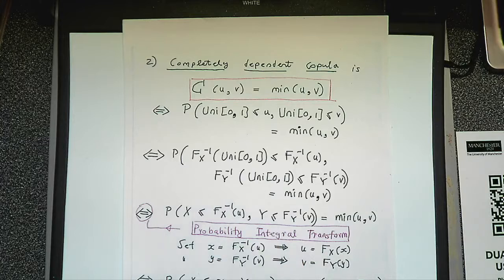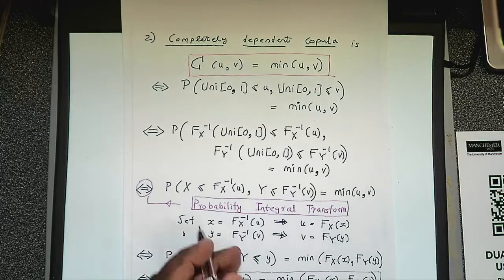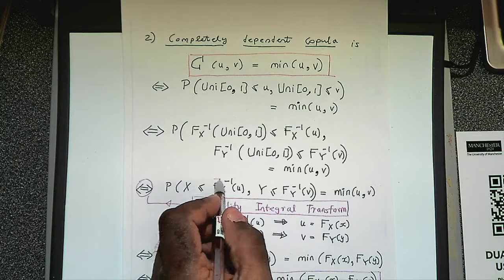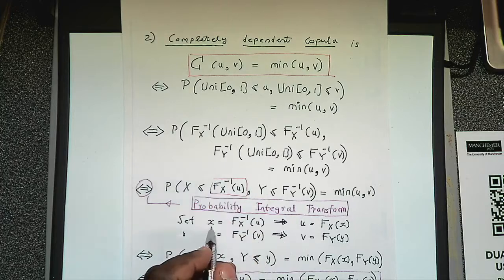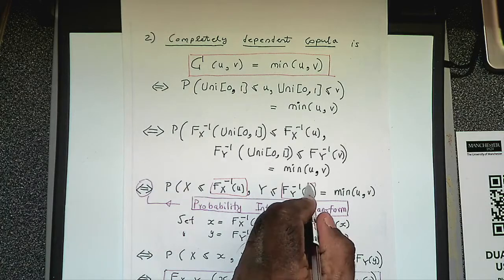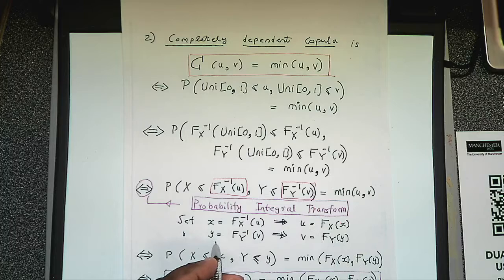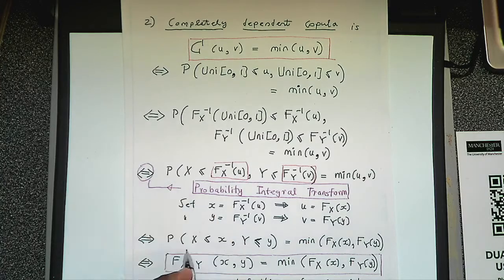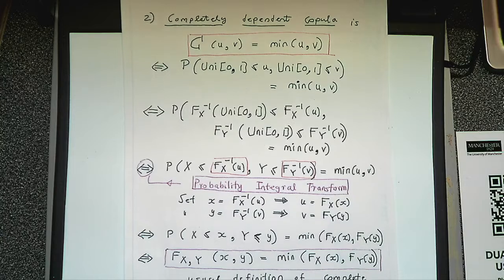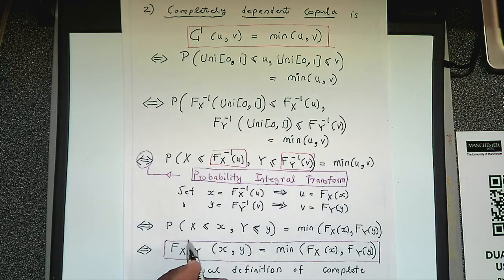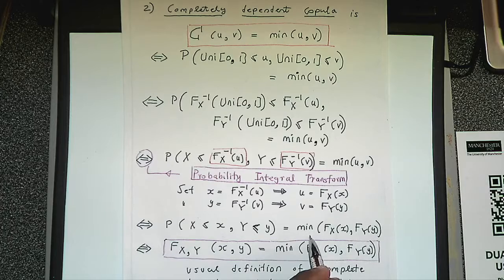All right, so that's then, the next line, I'm going to let this guy here be equal to little x, and this guy here be equal to little y. So this implies that u must be the CDF of x and v must be the CDF of y. So this statement here reduces to this statement here. And finally, the left-hand side is the joint CDF of x and y, and the right-hand side is this.